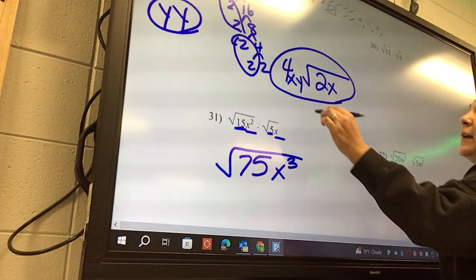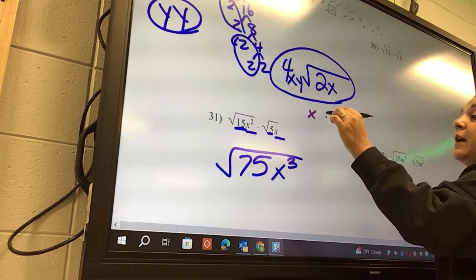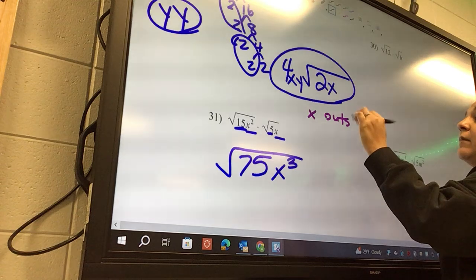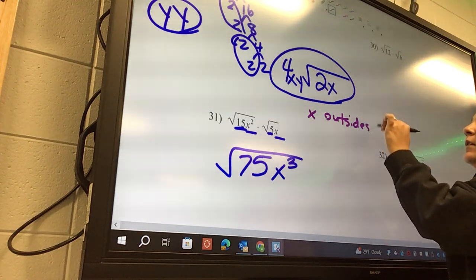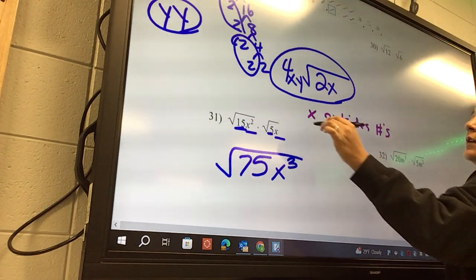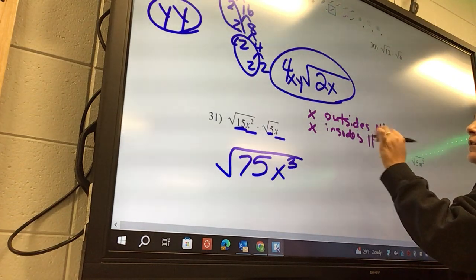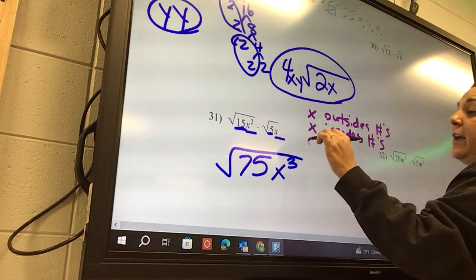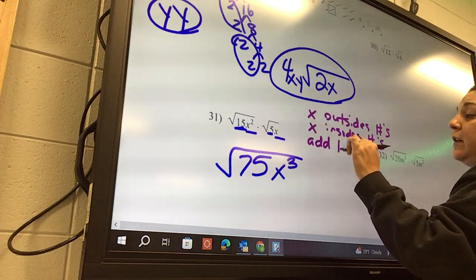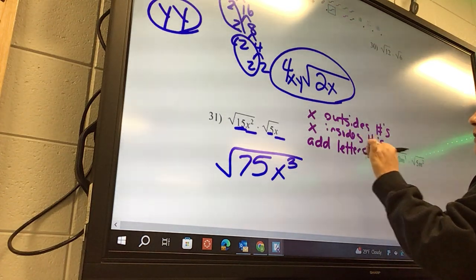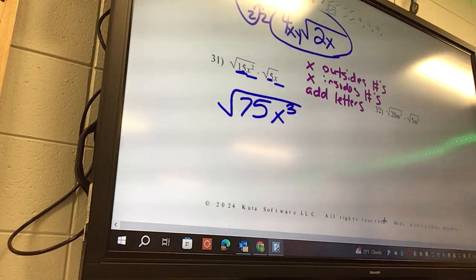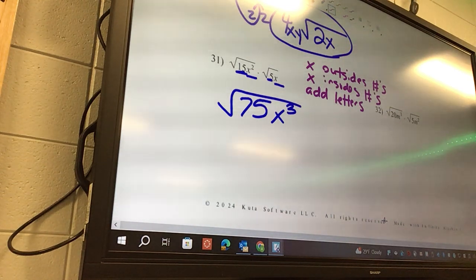Okay, so some of you might need to know you need to times outside numbers times inside numbers, and then you add the letters. And then we're going to simplify. So if you need notes, you better write them fast, or I'll go back to this. Okay, so 75.